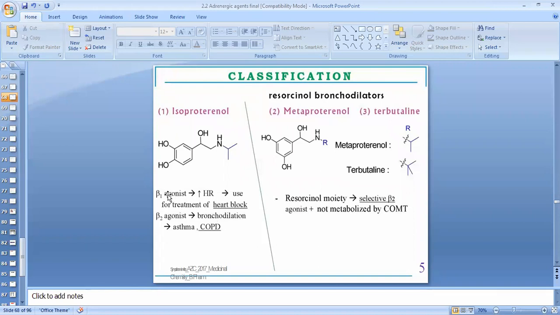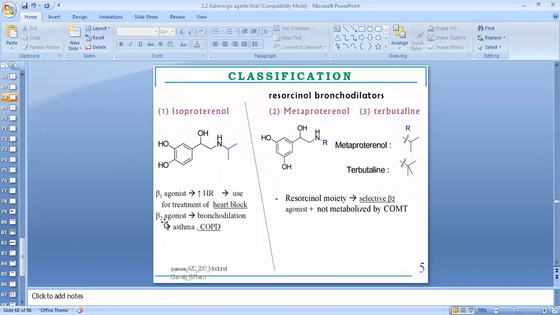Now, we all know the actions of alpha 1 and beta 1 are quite similar. They are going to increase the heart rate. That's why it is used for the treatment of heart block. If one person suffers from heart block, or congestive cardiac failure, and their heart is not pumping, we can give this drug molecule, that is isoproterenol.